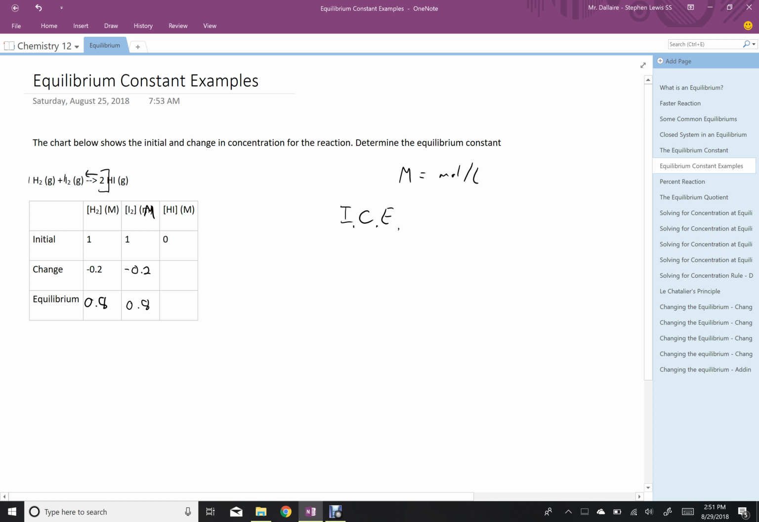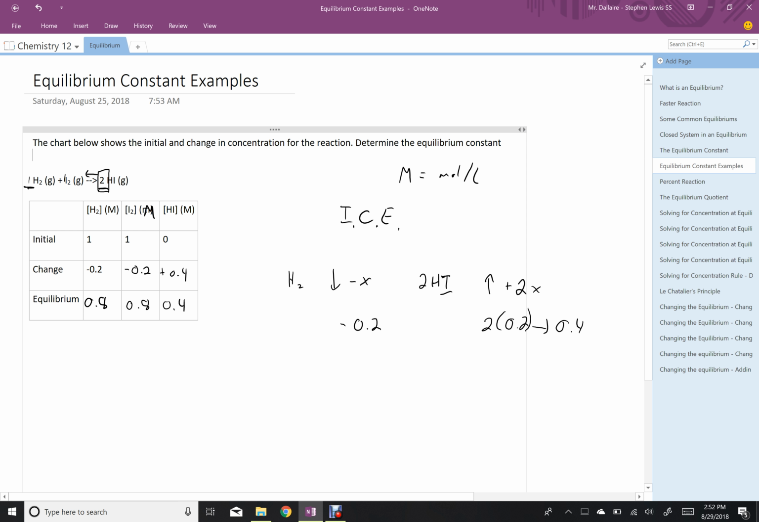But here's the trick. Since if this is decreasing by 1, this is increased by 2, if my H2 went down by some value of x, my 2HI would go up by some value of 2x. There's 2 of these for every one of these. And so if this is down 0.2, then this is 2 times 0.2, and so it's going to be up 0.4. So 0.2 went away, 0.2 went away, and it created 0.4 of that.